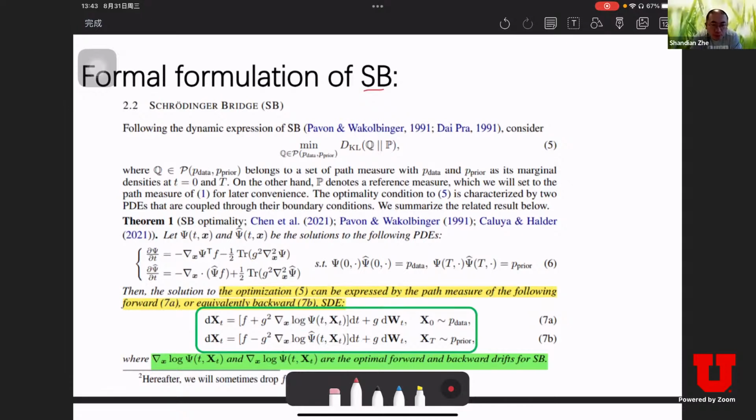It's somehow like the transition between two distributions, like here. We want to find the path measures which transfer from p data to p prior. P data is the data distribution, and p prior is a target distribution, any distribution. So we have to find some path measures. To fully understand what path measures are, you need some knowledge from advanced probability. But here, you can just keep in mind that path measures can be described by an SDE from p data to p prior.